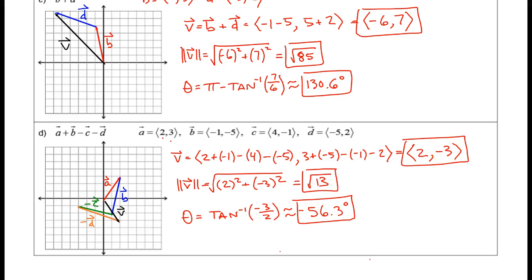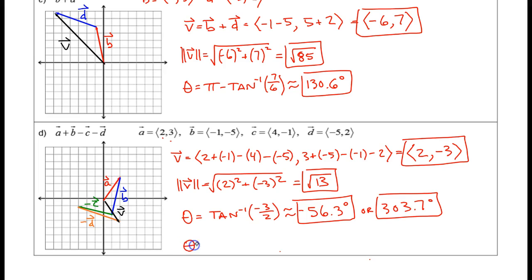But what if WebAssign says that you have to have theta as a positive angle between 0 and 360 degrees? Well, I just have to add this negative 56.3 to 360, and that gives me an answer of 303.7 degrees. Okay, and I'm guessing that WebAssign is going to ask for this positive angle instead of the negative one. So how could you have got that directly?